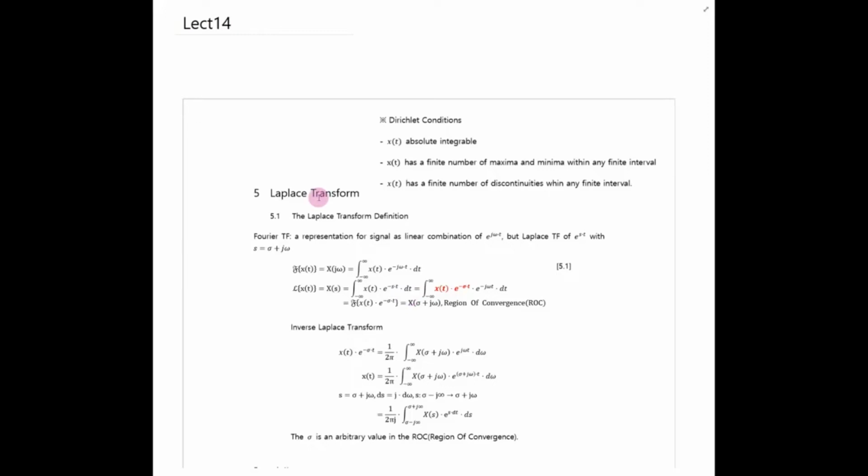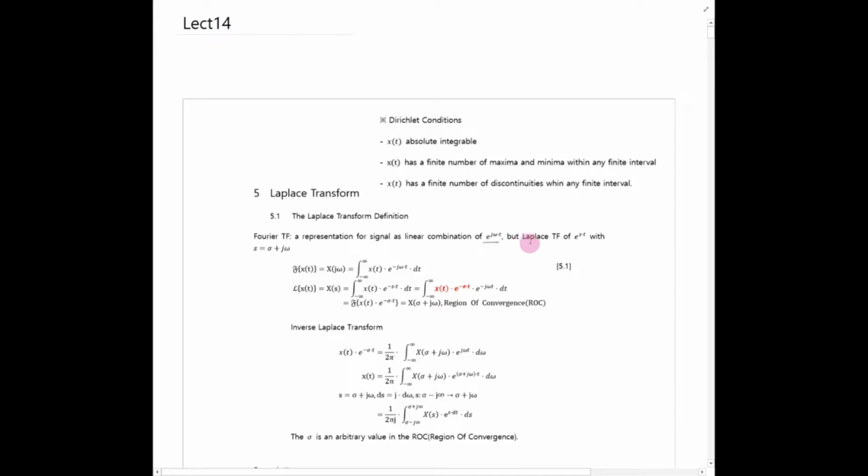In this lecture, we will study the Laplace transforms. The Laplace transform definition is shown here, but it's quite similar to a Fourier transform. In the case of the Fourier transform, the signal representation is a linear combination of this one. It means that we decompose the original signal into a combination of the exponential e to the j omega t. In other words, this is the basis function for the Fourier transform.